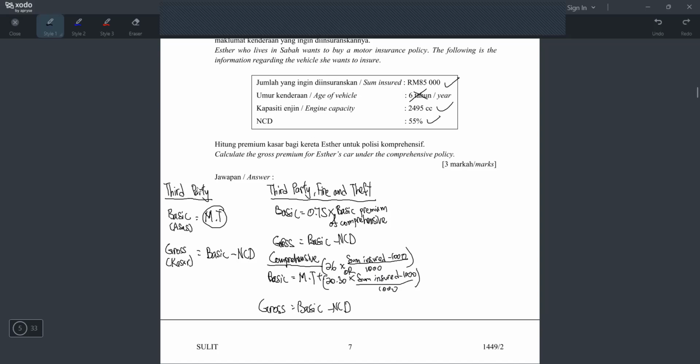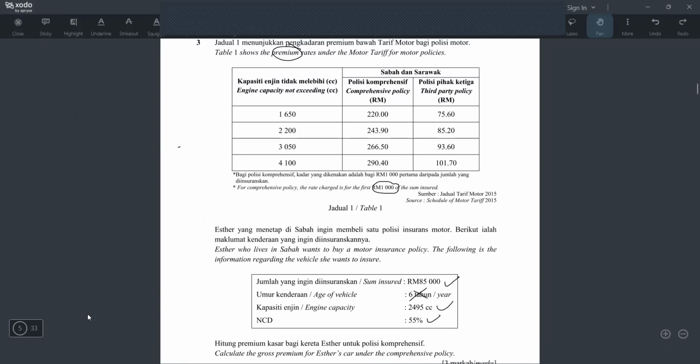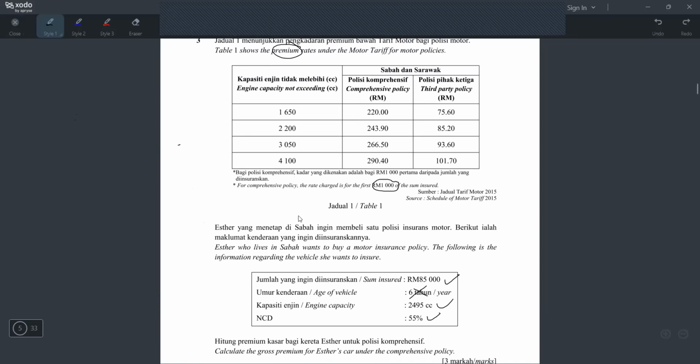It's very straightforward, right? So now with this knowledge, now we can try to do this question, right? So let's go back to this question. So this question says what? Okay, I already read all this just now. So let's start from here. Esther, who lives in Sabah. Okay. Now only I understand why they only write me the Sabah Sarawak in the motor tariff. They never give Semenanjung because Esther lives in Sabah and then wants to buy a motor insurance policy, but we still don't know what policy she wants to buy. Because there's 4 types of policy in total. But yang keluar dalam exam 3 types only.